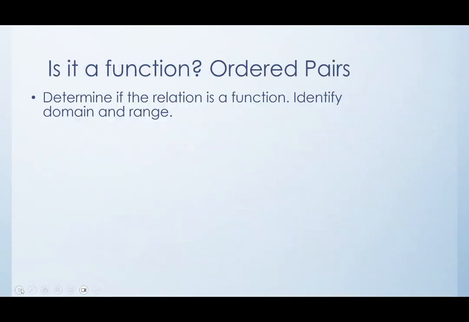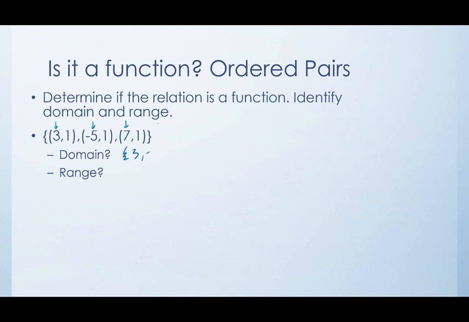So we've got ordered pairs here. We want to determine if the function is a relation and identify domain and range. So here we have, if the input is 3, are there any other 3s? No. Are there any other 5s? No. So the only output for 5 is the 1. The only output for the 3 is 1. The only output for 7 is 1. So my domain is -5, 3 and 7. The range is just 1. But yes, it is a function.